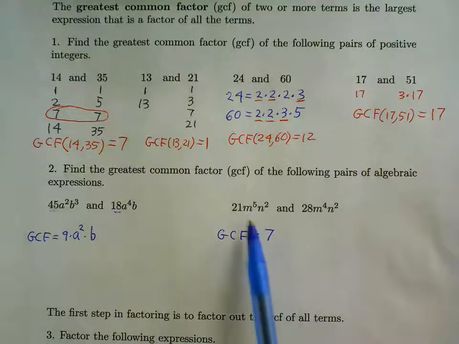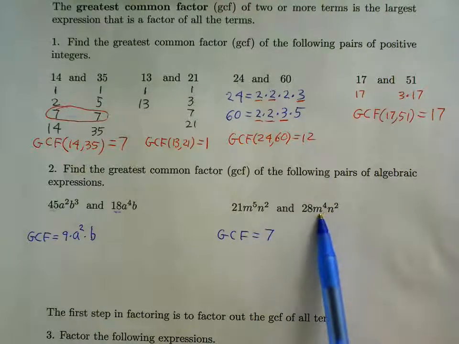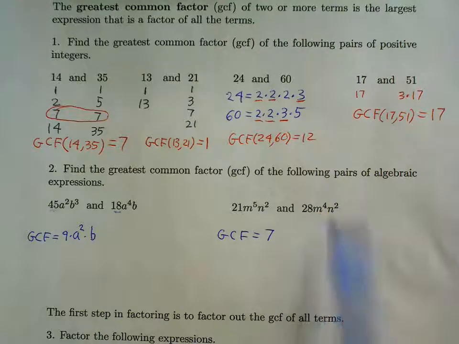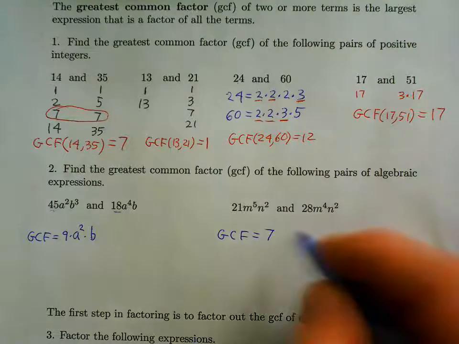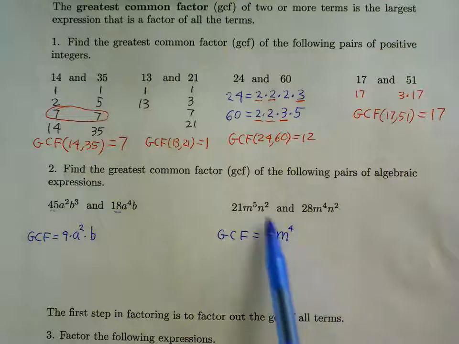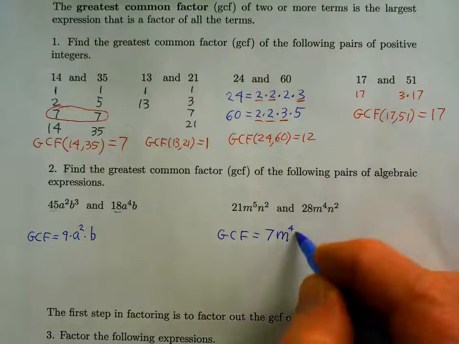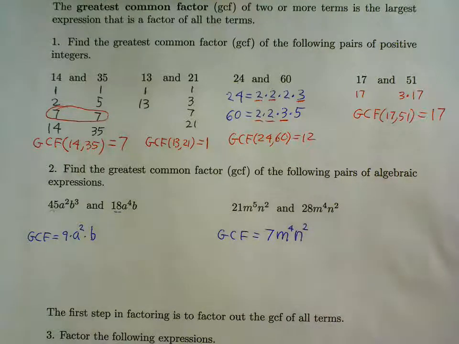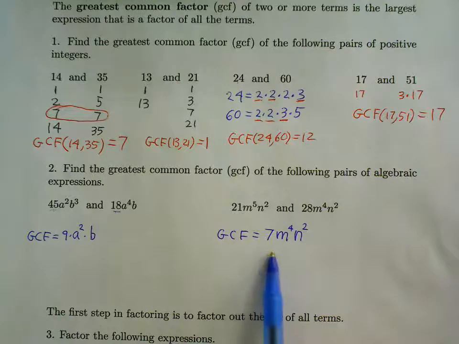Now we look at the variable parts. The term on the left has m to the fifth. The term on the right has m to the fourth. So common to both is m to the fourth. And then both terms have n to the second. So common to both is n to the second. So the greatest common factor is 7 times m to the fourth times n to the second.